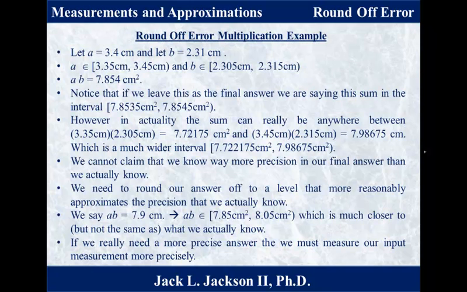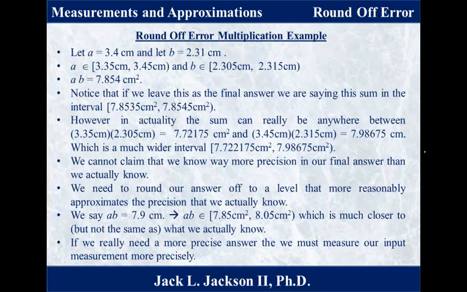But in actuality, where could the product really be? Well, the smallest it could be is if we multiply the two smaller numbers, 3.35 times 2.305, which is 7.722175 square centimeters, and the highest it could be, or bound for the highest, would be to multiply the two upper bounds, 3.45 times 2.315, which is 7.98675 square centimeters. So if we really want to be precise about this, we would give that as our interval that the product had to be in.